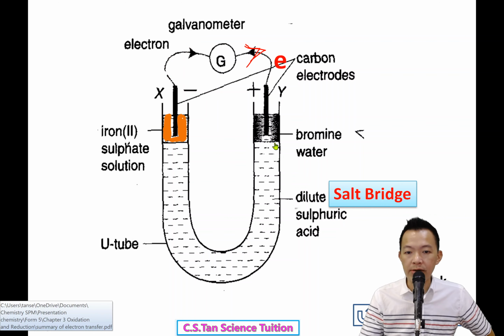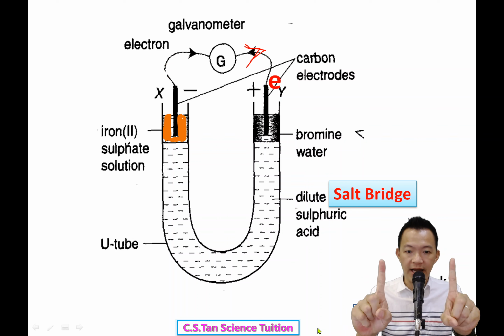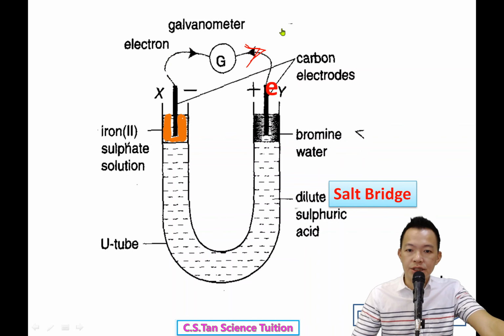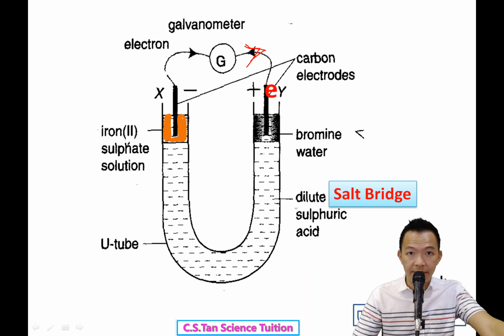But what happened to the brown bromine water? Bromine finally becomes bromide and becomes colorless. So if you separate the two reactants by using the electrolyte, you can see the electron transfer. You will see electrons actually go from this side to this side. And the galvanometer can show you the electron transfer. So you can make your observation more clearly.